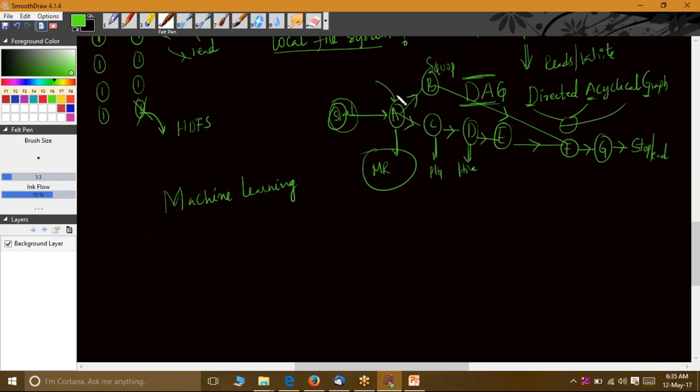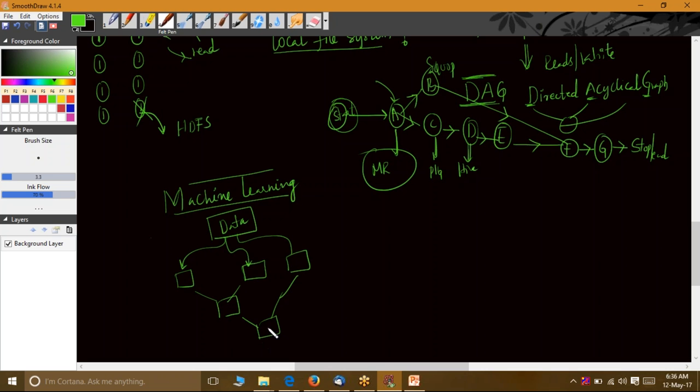But when it comes to machine learning, you will have the same data. In one perspective, we process this and get some output. In another perspective, we process the same data and get some other output. In another perspective, we process the same data and get a different output. Probably these two we merge, and these two we merge. If you look closely here, on the same data set we are repeatedly processing, probably with different logic. The data set is the same, and it is being read repeatedly and processed with different logic or business rules, whatever it is.